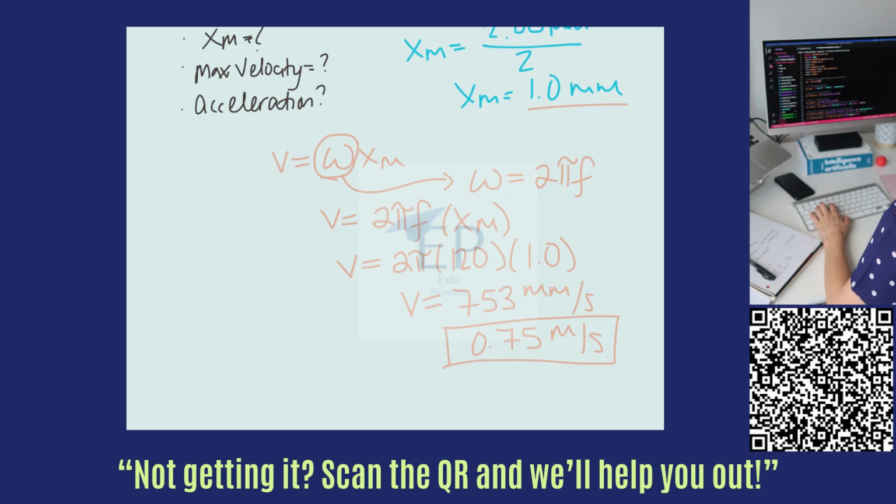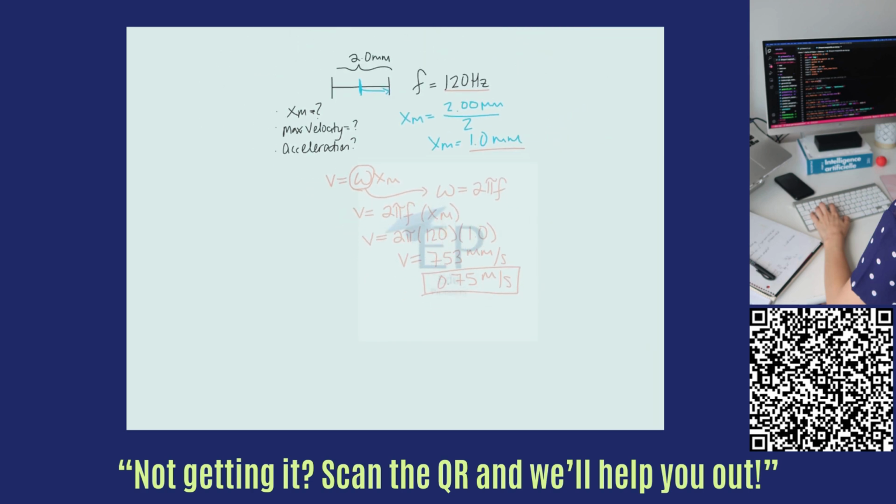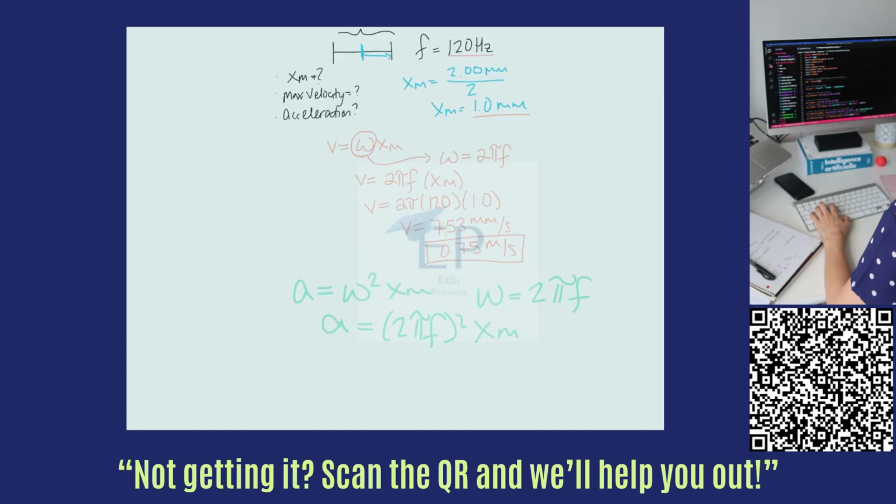The third and final part of this is figuring out the acceleration. So for acceleration, we're going to use the equation acceleration equals omega squared times amplitude. And again, we're going to swap out omega for our omega equals 2 pi f. So our acceleration equation is going to switch over to 2 pi f squared times our amplitude.